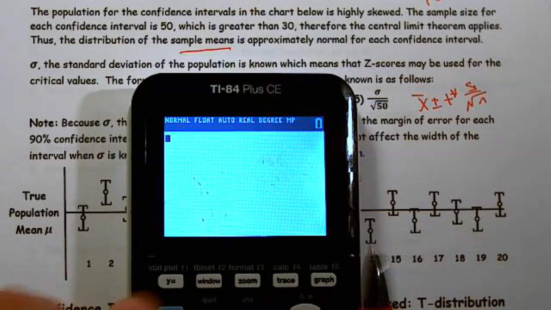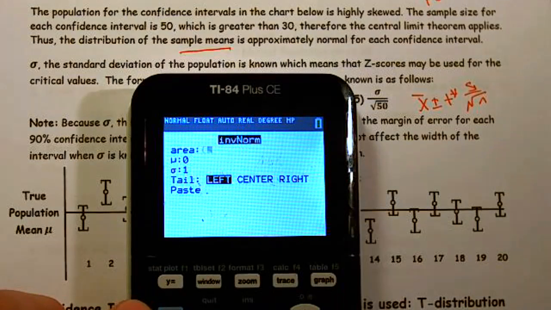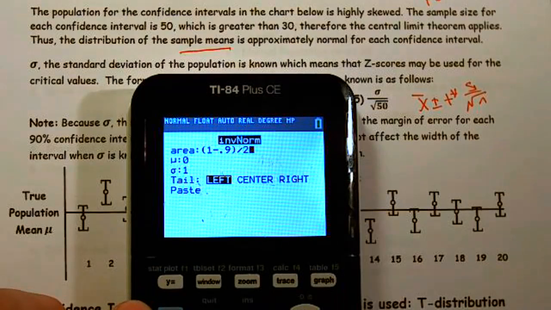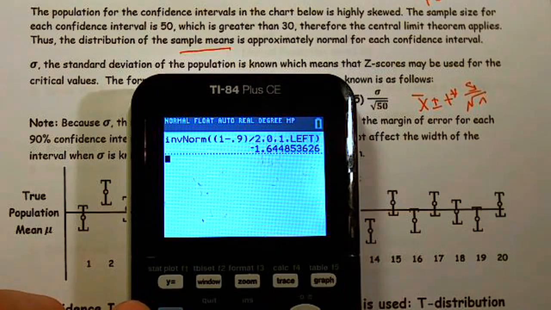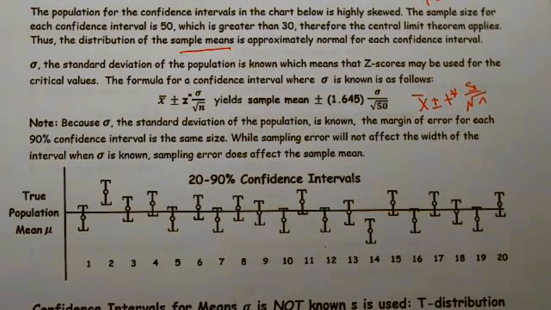The way I'm doing that is second vars, inverse norm, parenthesis, 1 minus 0.9, close parenthesis, divided by 2. Mean is 0 because this is a Z, standard deviation of 1. And I end up getting 1.645. All right, so I get 1.645, and just always make it positive.